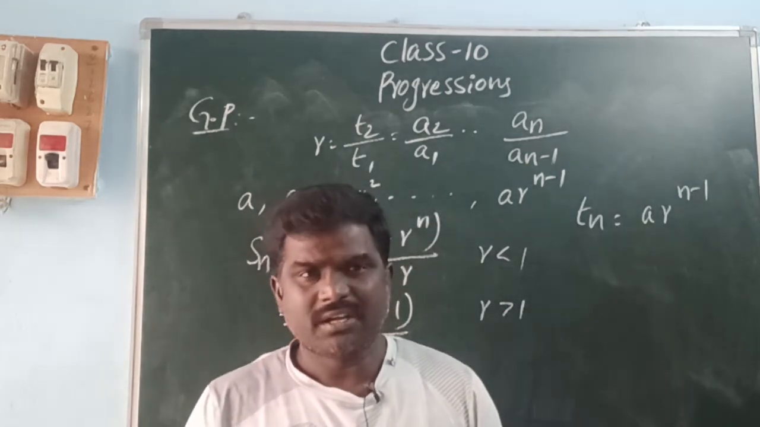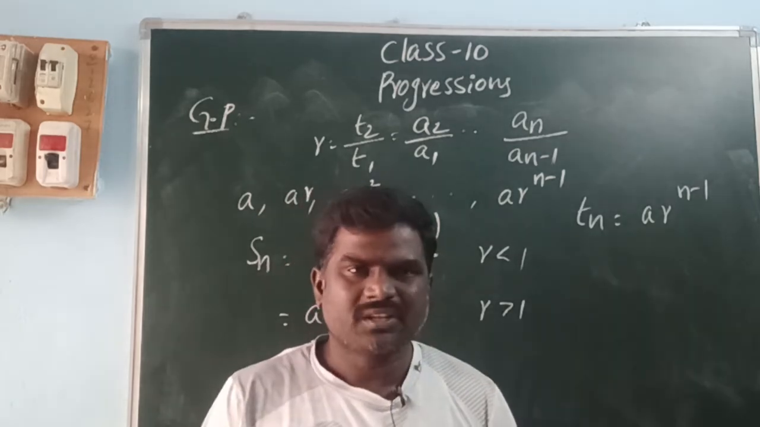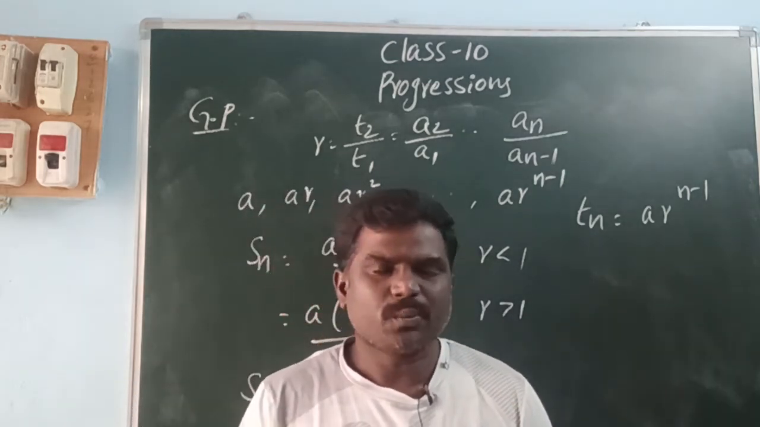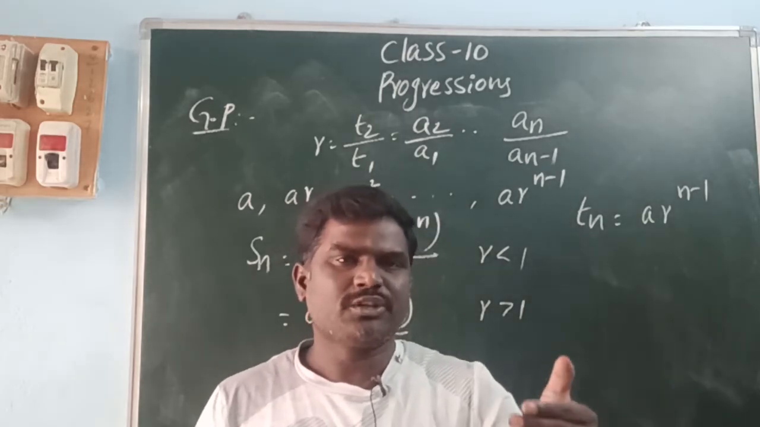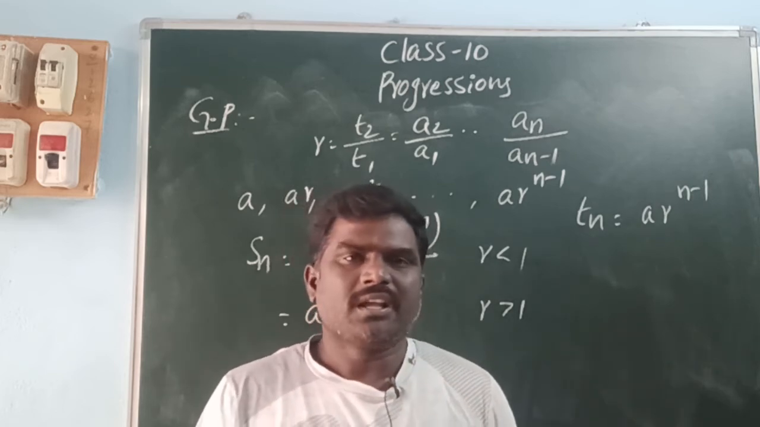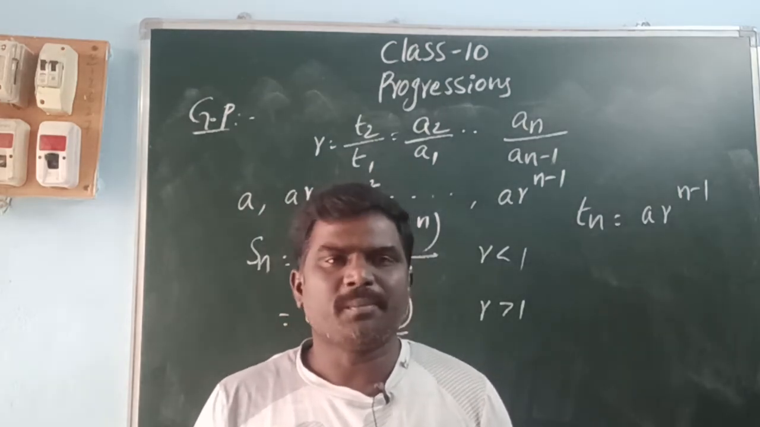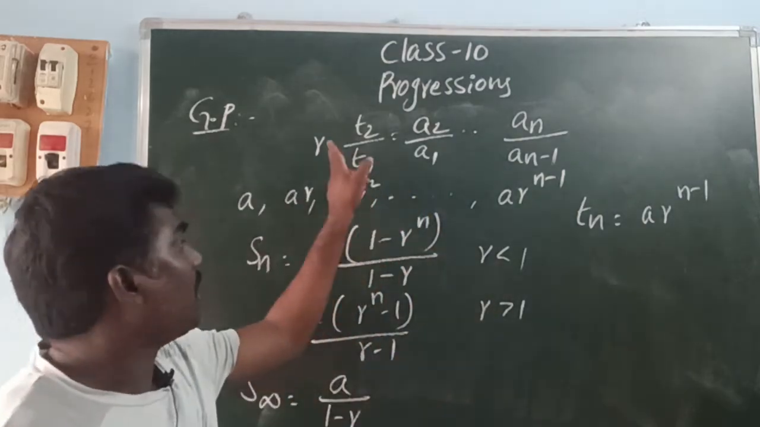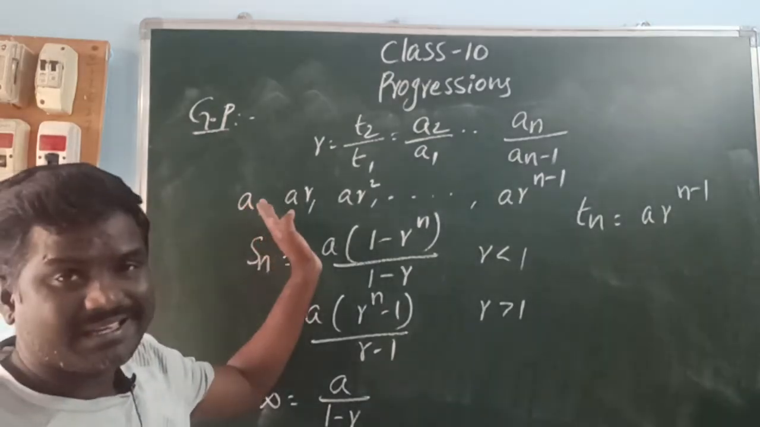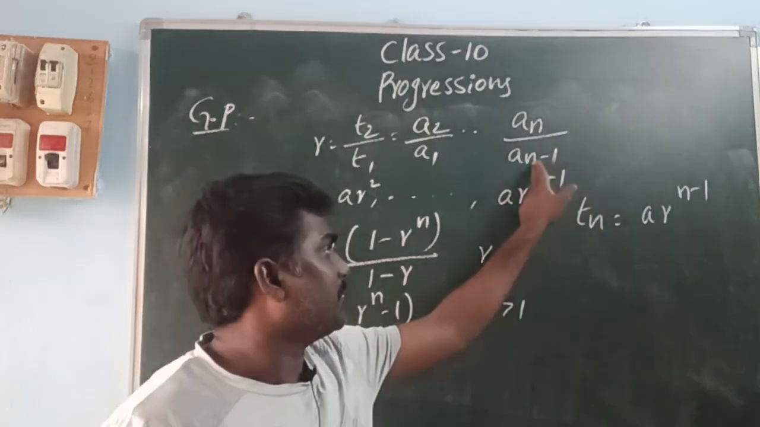Next, geometric progression. Geometric progression means what? A progression in which the terms are arranged in order. How are they in order? The common ratio is the same. What is called common ratio? The ratio between any two consecutive terms, consecutive meaning in a particular order, is constant. That constant is called the common ratio, denoted by R. So the general form of geometric progression is a, ar, ar square and so on, ar to the power of n minus 1. This is called the nth term.